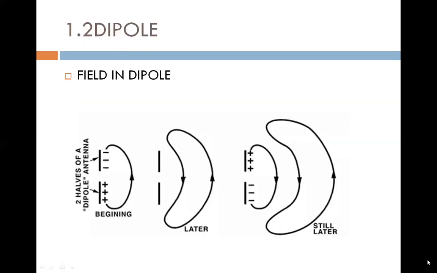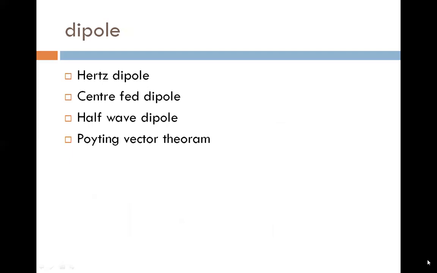Now we go for the dipole, what is the dipole and how the field is radiated from the dipole and how we give the current to the dipole. These are the types of dipole: Hertz dipole, center field dipole, half wave dipole, and final one is the Poynting vector theorem. So this one is chapter number 1.